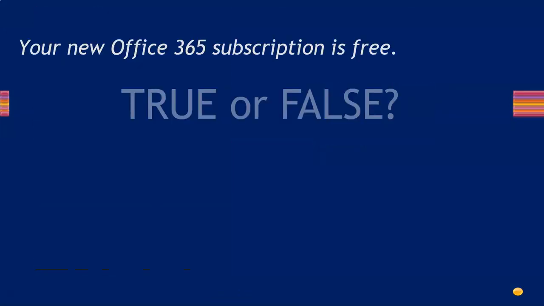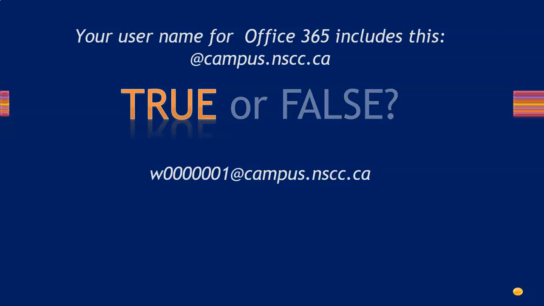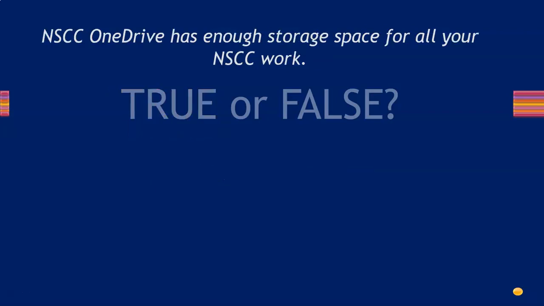Your new Office 365 subscription is free. And that's true. Your username for Office 365 includes this, the exact words @campus.nscc.ca. And that's true. There's an example of what a username would look like for Office 365. NSCC OneDrive has enough storage space for all your NSCC work. That's true. You're not going to run out of space on your OneDrive.